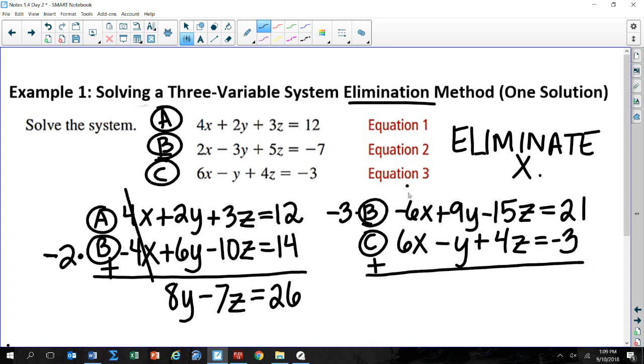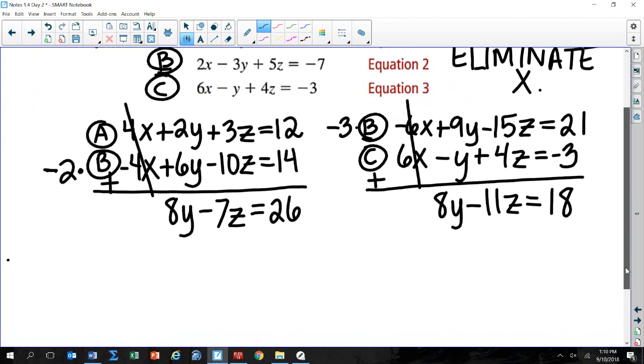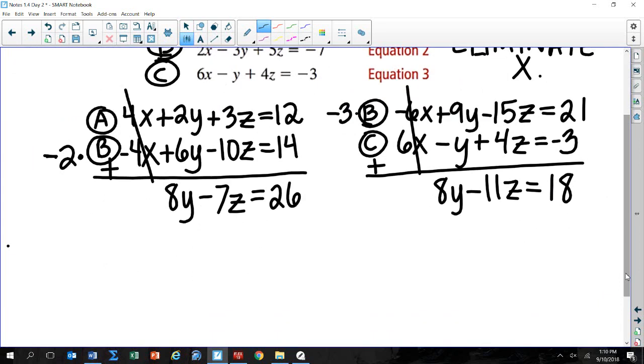So when I add those together, the x's drop out, which is what I expected, right? We chose to eliminate x. This becomes 8y, minus 11z equals 21 minus 3, which is 18, right? Okay, did I do that right? Did I add everything right? Okay, so now I'm going to give them new names. I'm going to call this my equation D and my equation E. So now I have two variable equations, right? We took 3 variables down to 2 variables, and now I'm going to take it down to 1 variable.